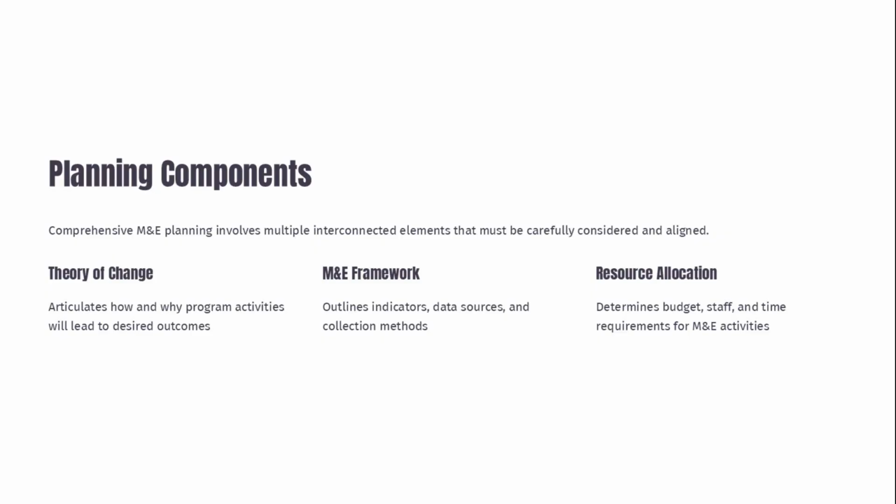Comprehensive monitoring and evaluation planning involves multiple interconnected elements that must be carefully considered and aligned. The theory of change articulates how and why program activities will lead to desired outcomes. The M&E framework outlines indicators, data sources, and collection methods. Resource allocation determines budget, staff, and time requirements for M&E activities.